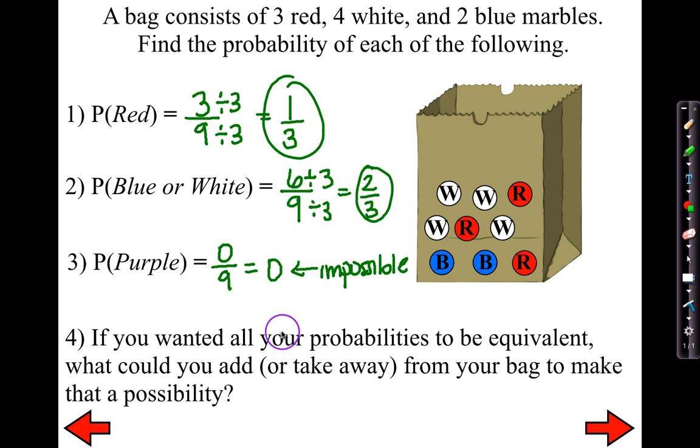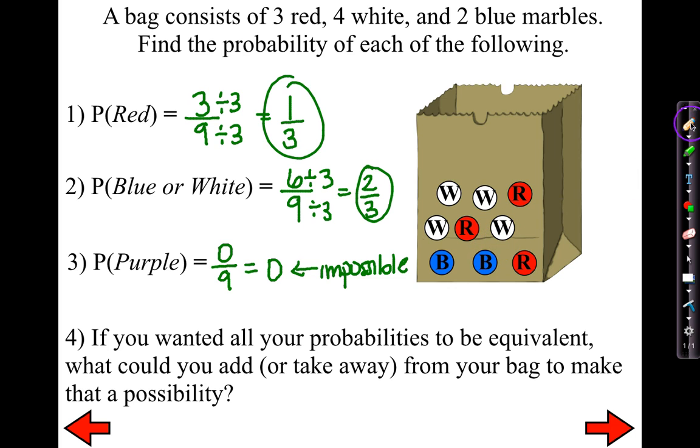So now, if you want all your probabilities to be equivalent, what could you add or take away from your bag to make that a possibility? So basically what it's asking is they want it to be an equal chance of getting white, an equal chance of getting red, an equal chance of getting blue. What do you think? Go ahead and brainstorm.